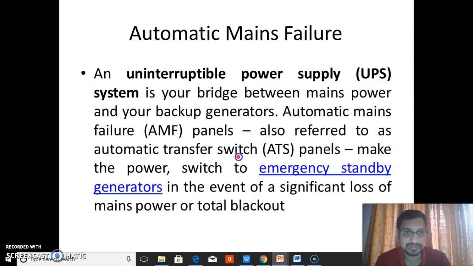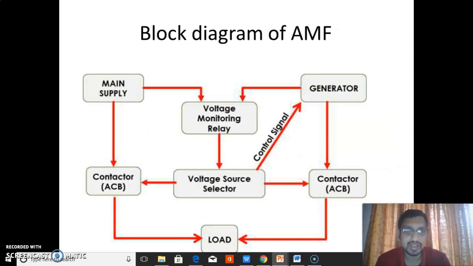standby generator. The automatic main failure switch is sometimes aligned with the utility side, and sometimes it is aligned with the generator side. So actually it is a changeover switch. So this is the block diagram of AMF.